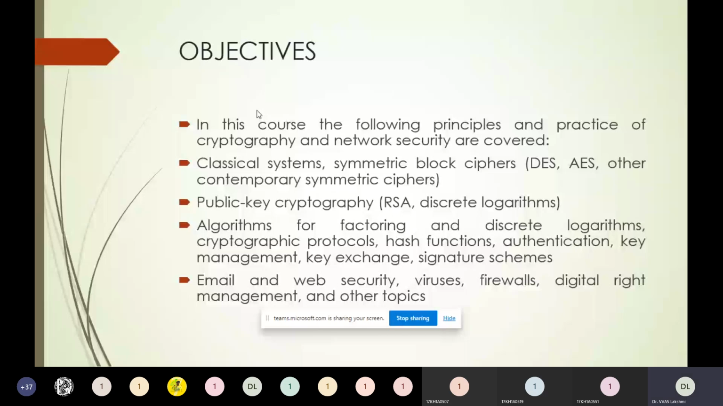So the next objective: many algorithms use some mathematical techniques, which we are also going to learn here, along with some cryptographic protocols and some hash functions. Hash functions are used to identify whether the data is modified by the hacker or not. Then authentication. Here authentication means whether the receiver receives the message from authorized persons or not.